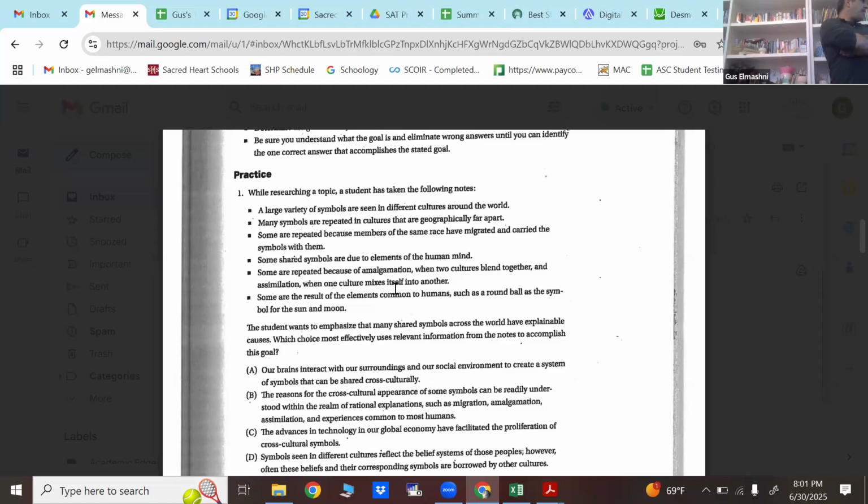Actually, I think, yeah, do you want to talk about assimilation, also migration? So actually, you know what, I'm probably gonna lean towards B, because it says the reasons for the cross-cultural appearance of some symbols can really sit within the realm of rational explanation. Because now you want to explain migration. So actually, we should use the third bullet point, amalgamation, mentioned in the fifth one, assimilation, and experience common to most humans. Yeah, common to most humans. So I would have chosen B for that one. That was a tough one, actually. It's really hard.